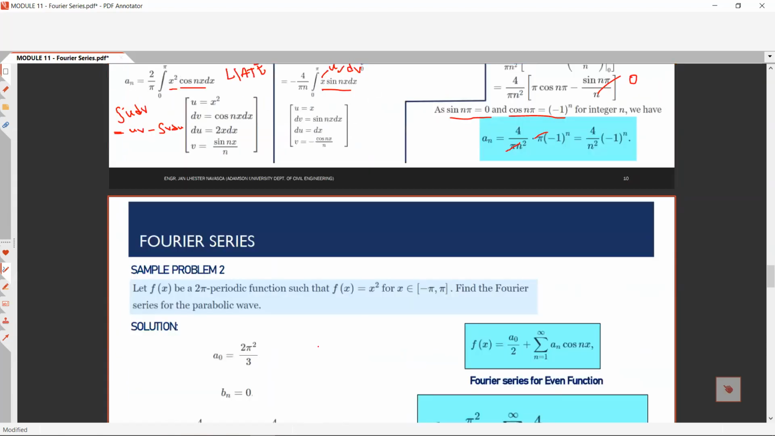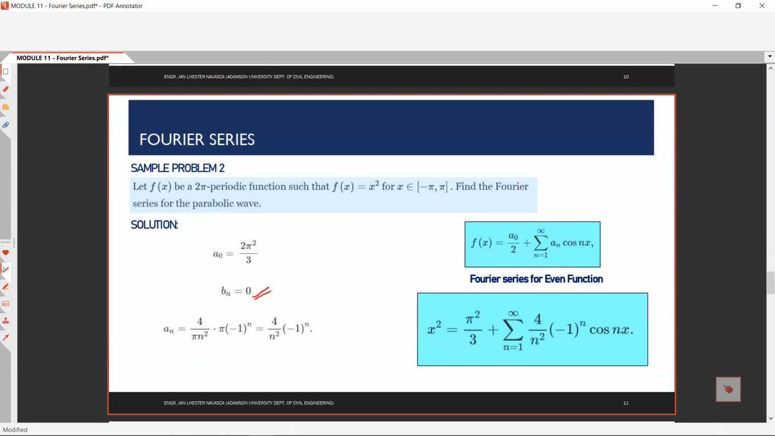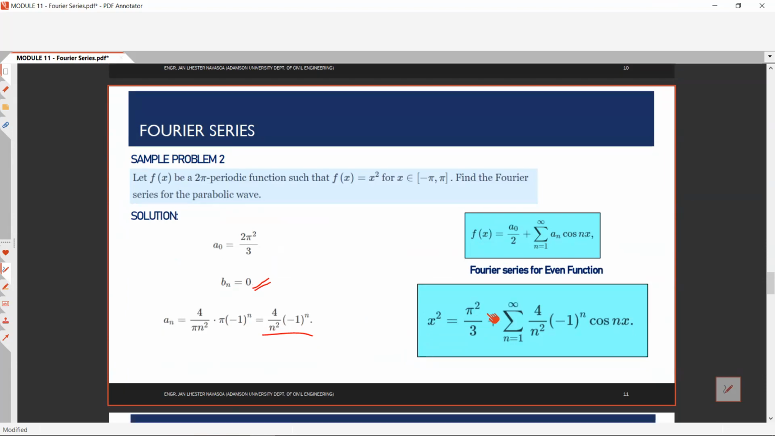Okay. Then b sub n is 0 since this is an even function. And a sub n is equal to 4 over n squared times negative 1 raised to n. So rewriting in this form, you get pi squared over 3 (a sub 0 is 2 pi squared over 3, cancel the 2, you get pi squared over 3) plus the summation of a sub n, 4 over n squared negative 1 raised to n, cosine of nx. So this one is our final answer.